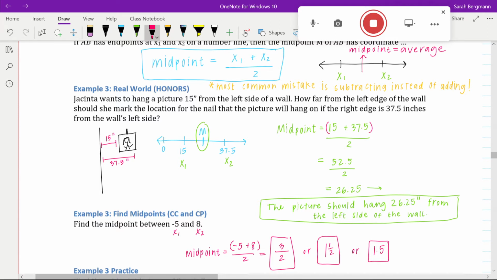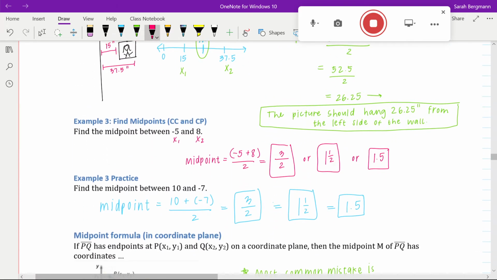Go ahead and try the practice problems below. Here's the correct answer. It was actually the same as the problem above.